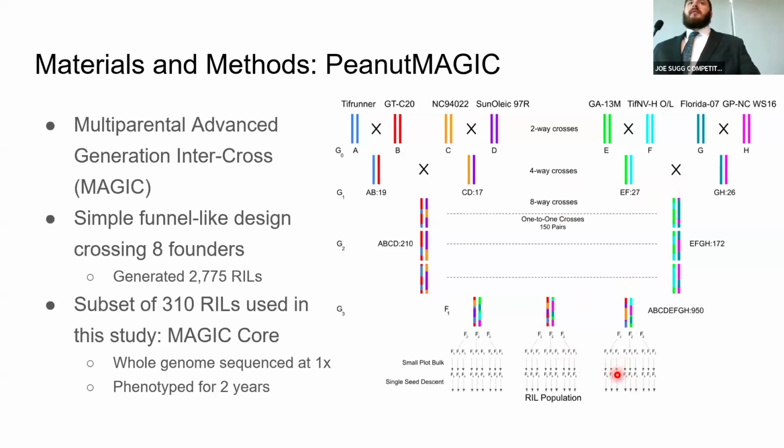Of this 2775, that's quite large. So we took a subset of 310 reals, we call the magic core, and we utilized for the study. We sequenced these whole genomes at 1x coverage, and we phenotyped the seed for 2 years.